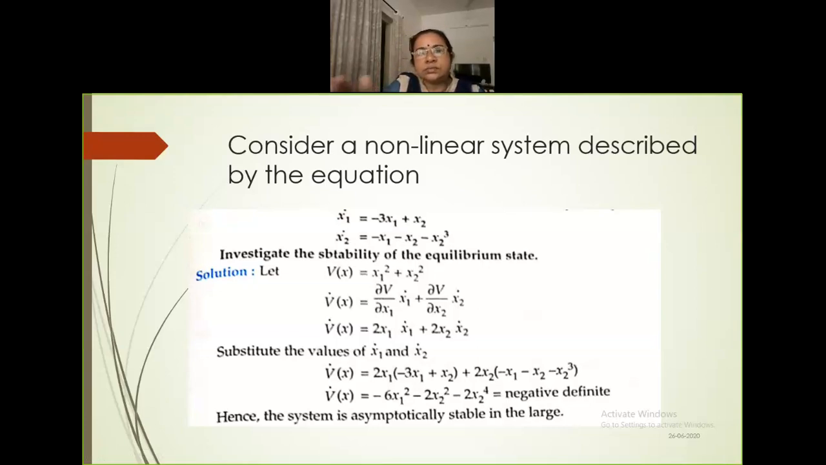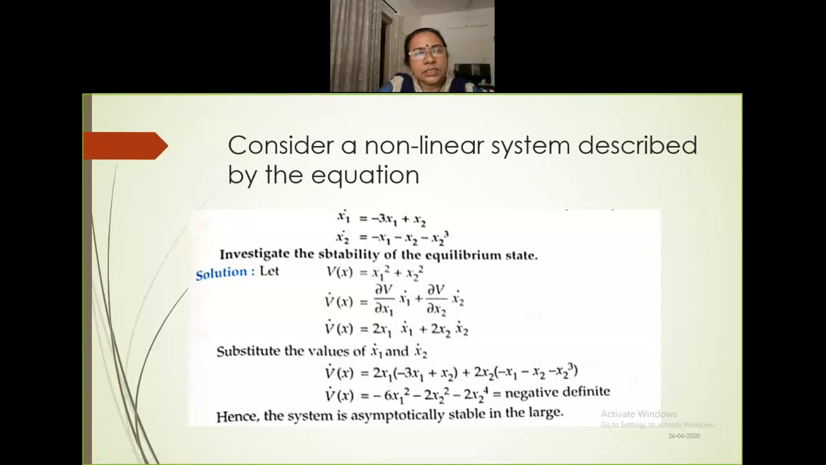Okay, this is for the nonlinear system, to find the stability by using Lyapunov theorem. This you can do, it is a simple one. Just assume the function V of x. So the only thing is V dash x. In this V dash x, you put the values of x1 dash and x2 dash and check for stability. That is, V dash x should be negative definite for the system to be stable.